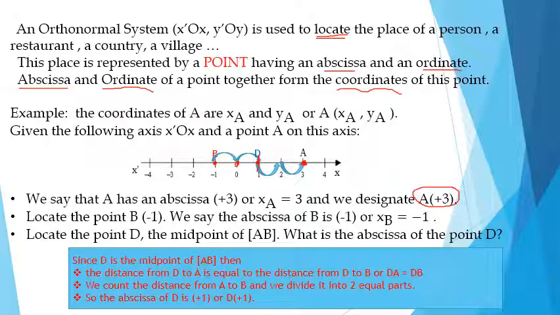The abscissa of point D is placed on 1 or plus 1, so D has abscissa of plus 1. Okay, that's how we write it. D of abscissa plus 1.